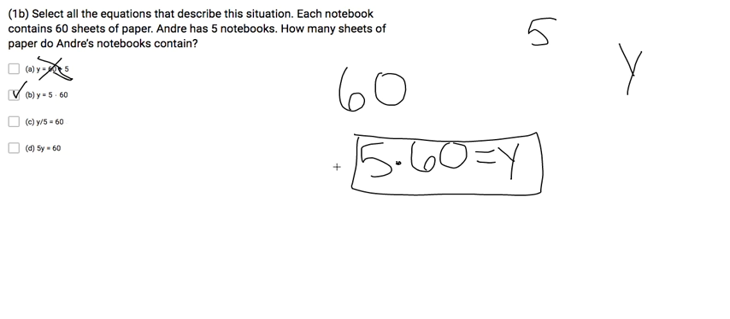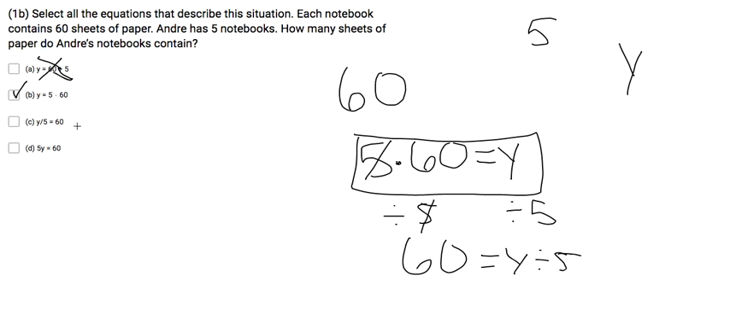For C, if we have y divided by 5, now let's look. If we're getting rid of the 5 on this side here, we can do so by dividing. So if we divide by 5 on this side, and we divide by 5 on this side, then this gets rid of the 5 here, it cancels out. It's 60 on this side, which equals y divided by 5. So if we have y over 5, we know that means the same thing as y divided by 5 equals 60. So it looks like C is one as well.